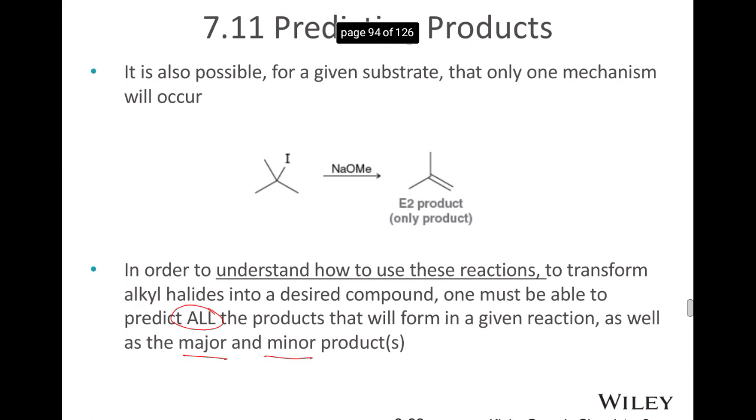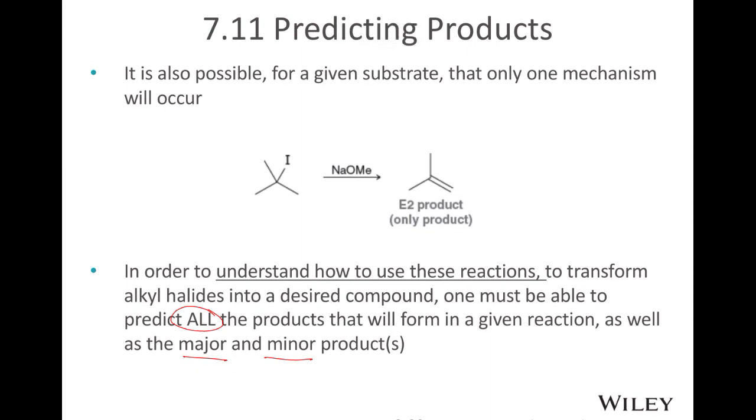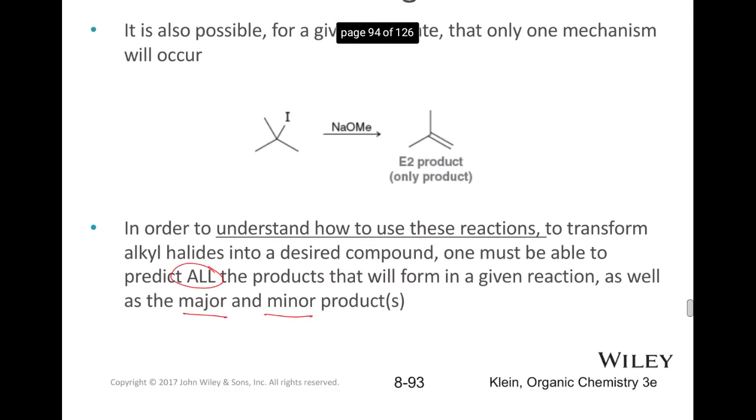So let's move on. It says here that it is also possible that for a given substrate, like this tertiary alkyl halide here, only one mechanism is going to occur. So in this reaction, there's only one product. In order to understand how to use these reactions to transform alkyl halides into the desired compound, which is our goal, one must be able to predict all the products that will form in a given reaction as well as the major and minor products. Ultimately, our goal is to be able to design molecules and figure out ways to make them using our knowledge of reactions in organic chemistry.